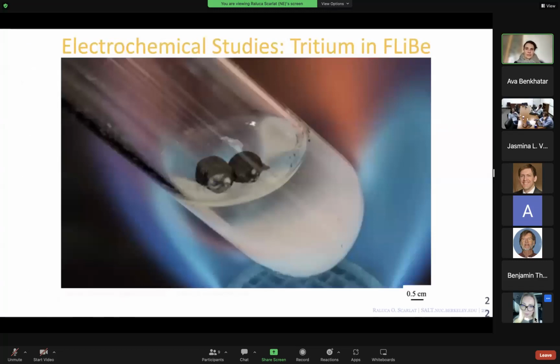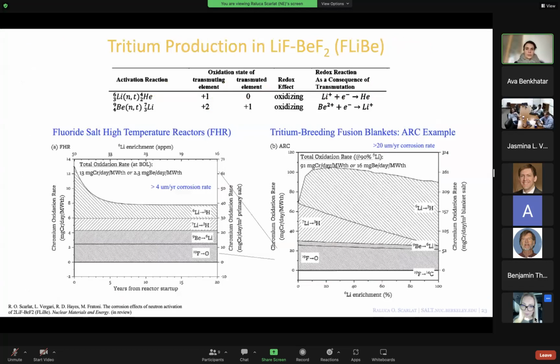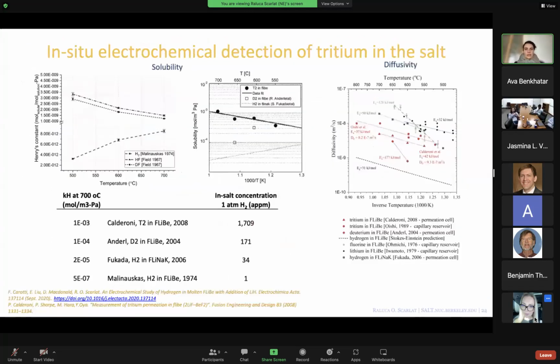Okay, so I wanted to give you an example of the capabilities of electrochemical measurements. And specifically, we were looking at tritium in FLiBe. We were looking at tritium in FLiBe because tritium is an activation product of lithium and beryllium. And there's quite a bit of variability in data for hydrogen solubility in fluoride melts and in FLiBe. In fact, order of magnitude variability in solubility.